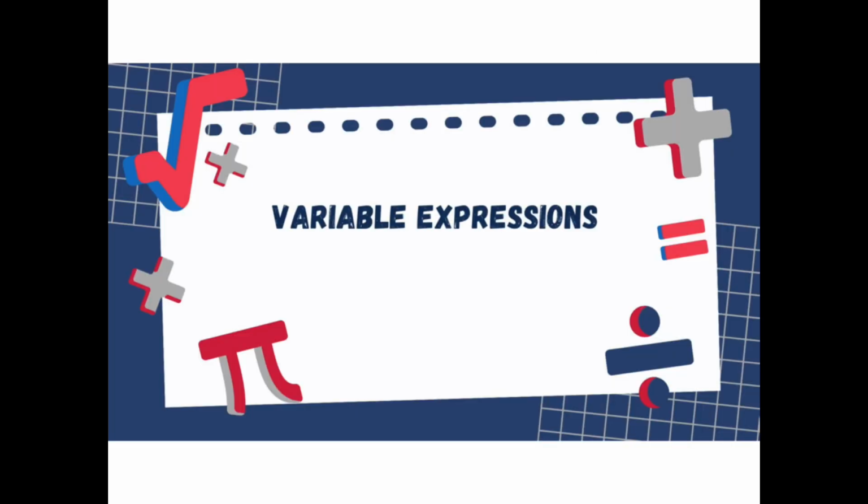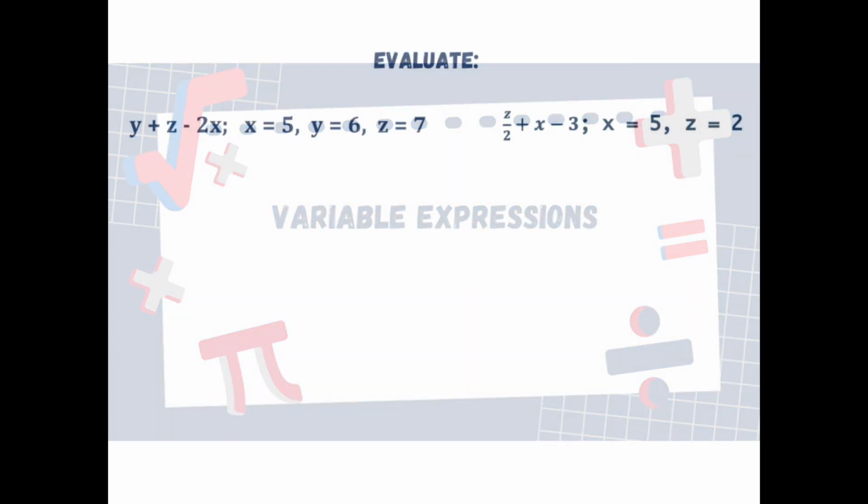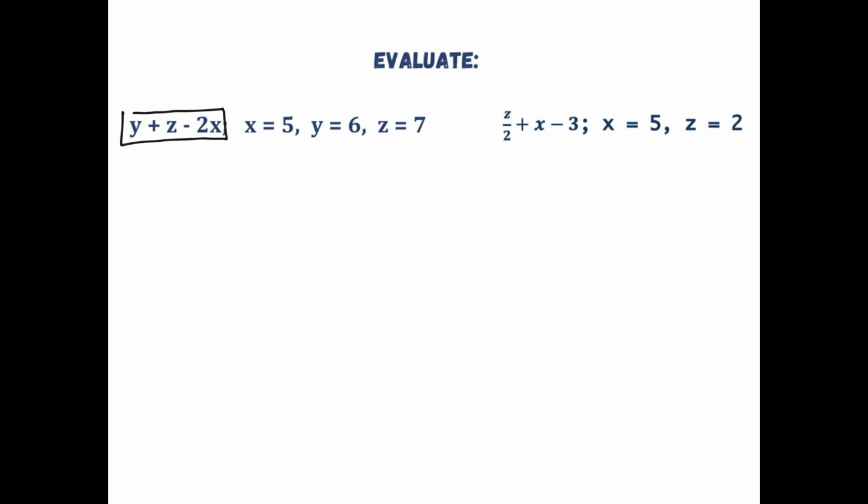Next, we're going to talk about variable expressions. Now remember, variable expressions are using letters to represent unknown mystery numbers. So in our first examples, they're giving us an expression and then telling us what x, y, and z equal. Then it's up to us to substitute those numbers in the same place that the letters are and figure out what it equals. So x equals 5, y equals 6, z equals 7.